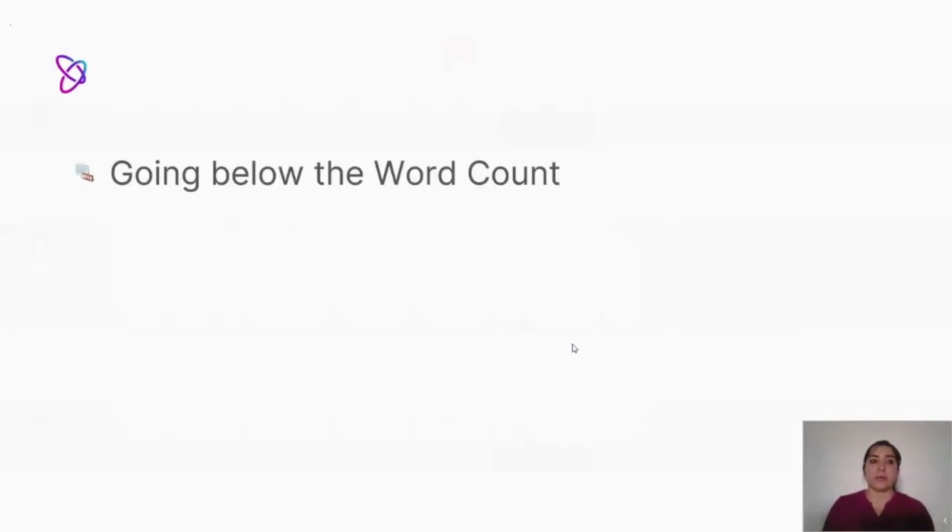First of all, going below the word count. Okay, so this is quite important because as we saw at the beginning, for task 1, you have a word count of 150 words. And for task 2, it's 250 words. So a common thing to do is just go below the word count. And actually that does affect your task response band score or your task achievement score, okay?